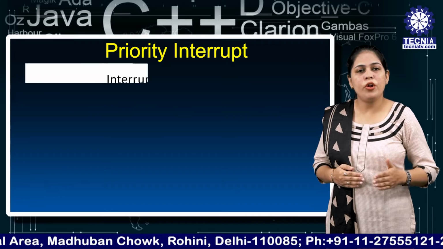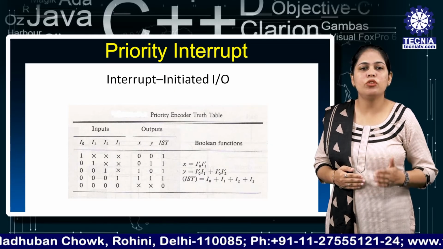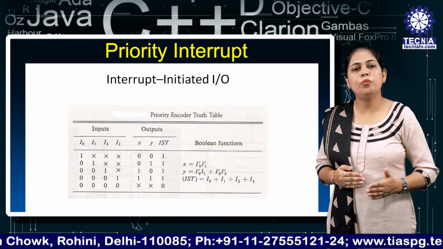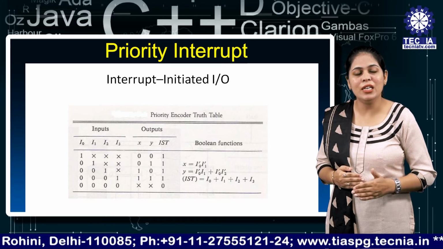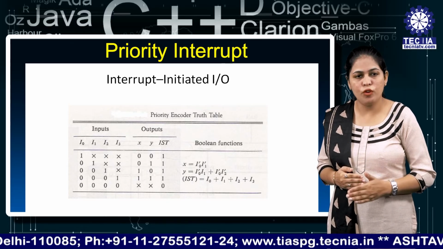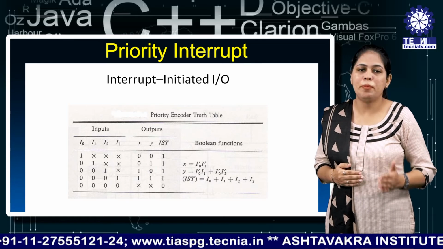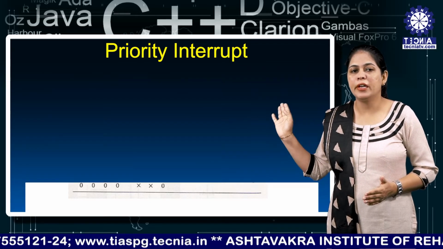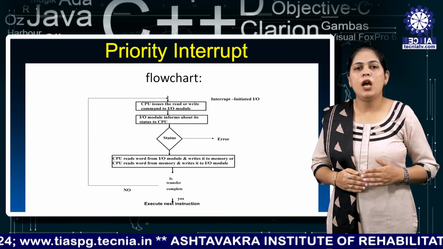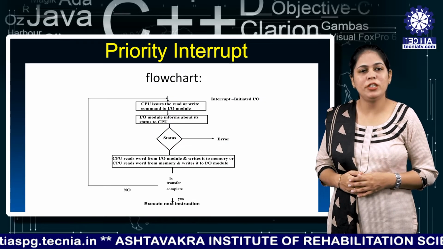Next, the priority encoder generates 2 bits of vector address. Another output from it sets IST, that is the interrupt status flip-flop. The execution process of the interrupt initiated input output is represented as shown in this diagram. This is the flowchart of the diagram. I hope you understand the topic of priority interrupt.